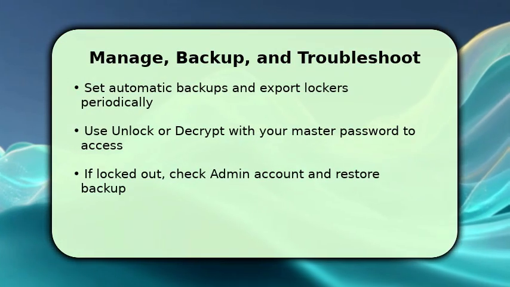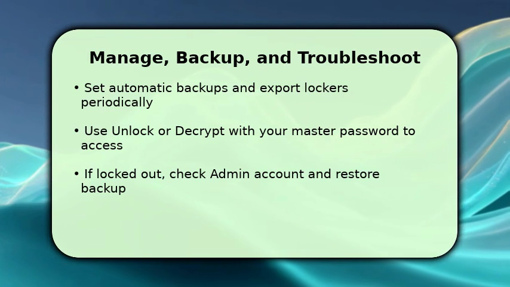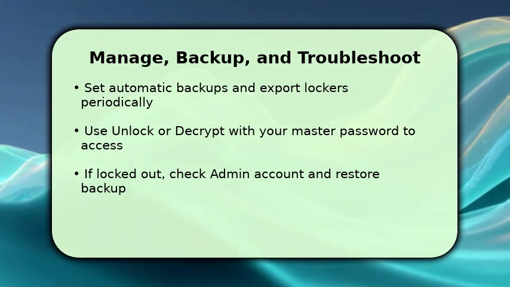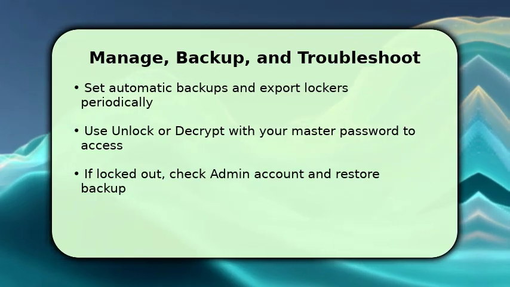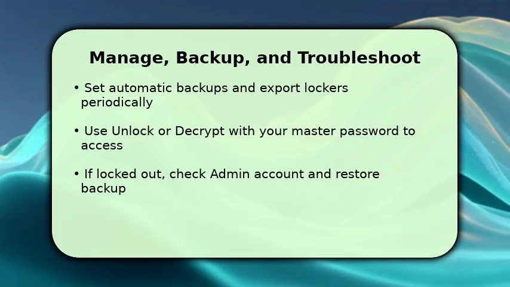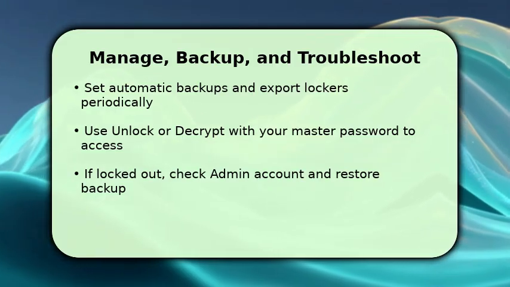Finish by setting automatic backups for lockers and exporting encrypted lockers to an external drive so you have recovery options if the system fails. To access items, use Unlock or Decrypt inside Folder Lock and enter your master password.